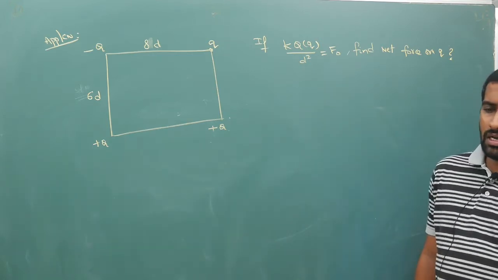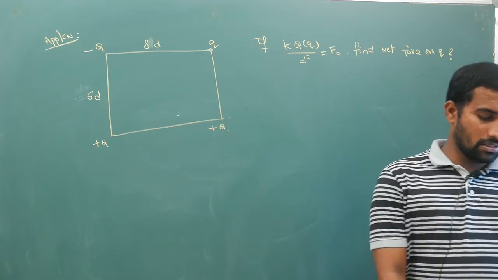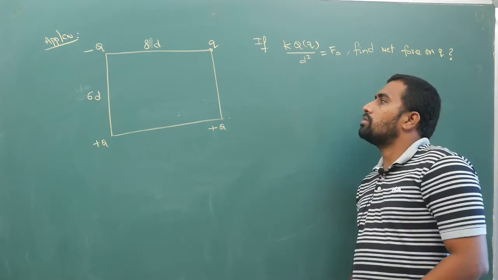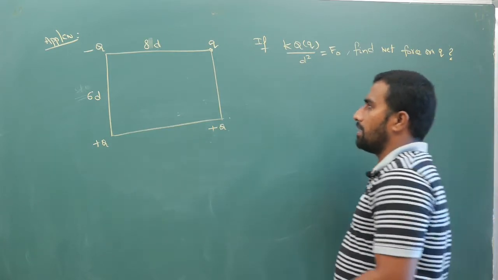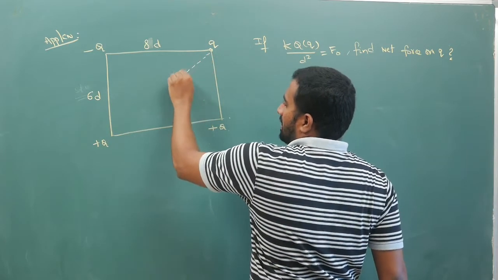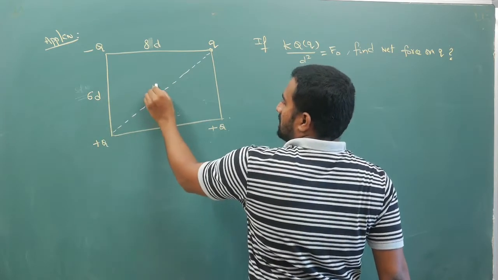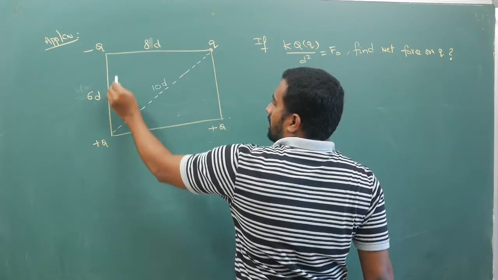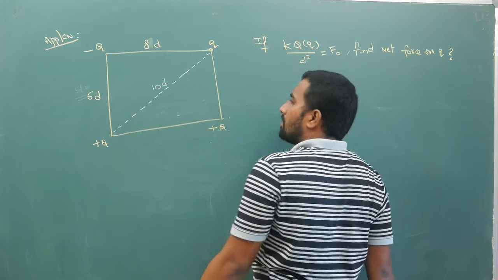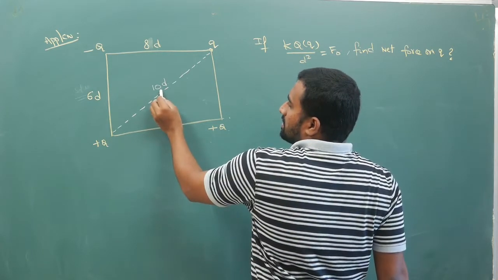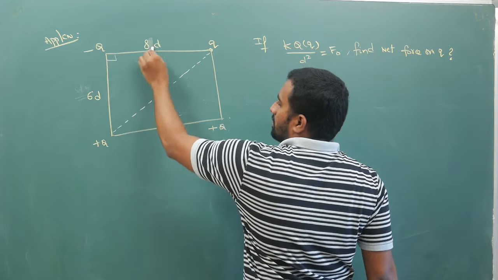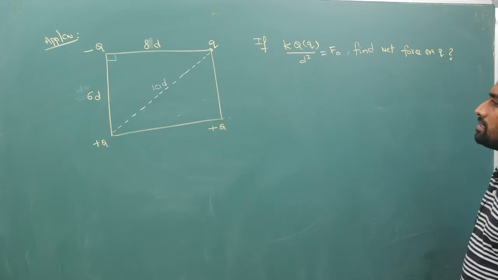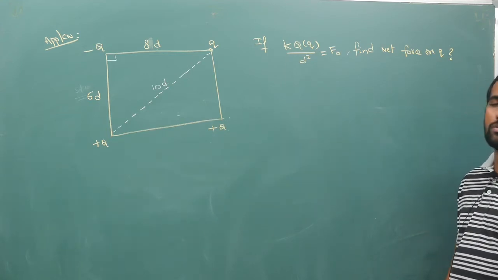Okay, so I will directly do the solution. Now I will try to draw the diagram separately once again. If this is 8 and 6, this distance is going to be 10d, because this is a right angle triangle. In the question he will not give you this, obviously. So 8 square plus 6 square is equal to 10 square. 64 plus 36 gives you 100, so the distance is 10d.